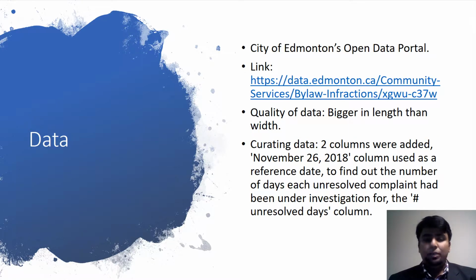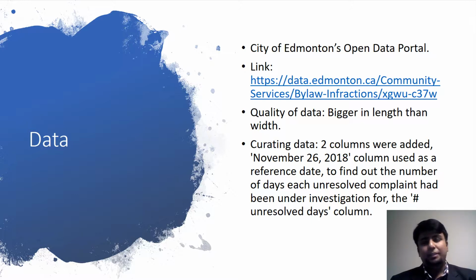Where was data acquired from? City of Edmonton's open data portal. There's a link for that. It was an amazing data set. Reason being that it was bigger in length, so a lot of rows, roughly more than 76,000 or so, but very few columns. So a lot of different interpretations could be made based on a lot of data that was available. We added 2 columns to our data set.